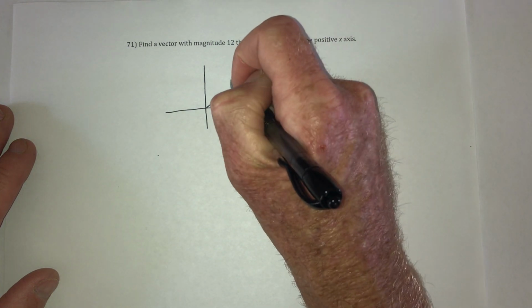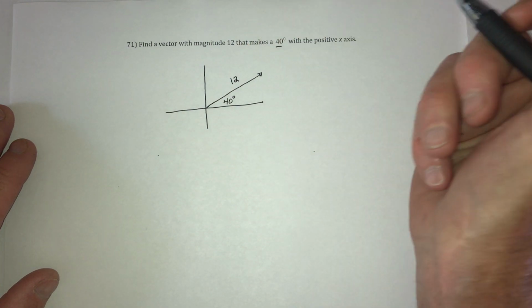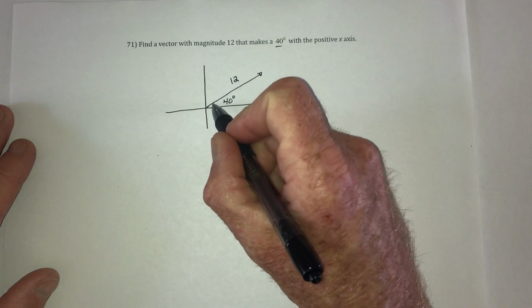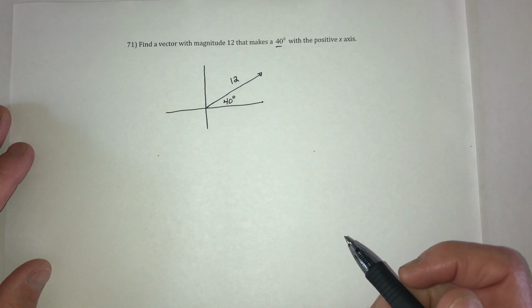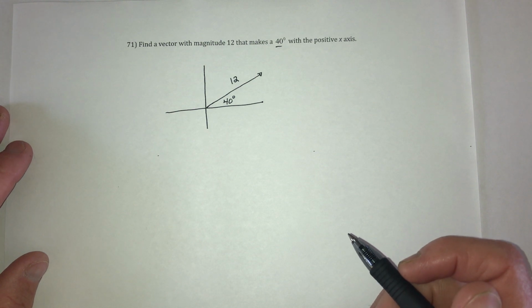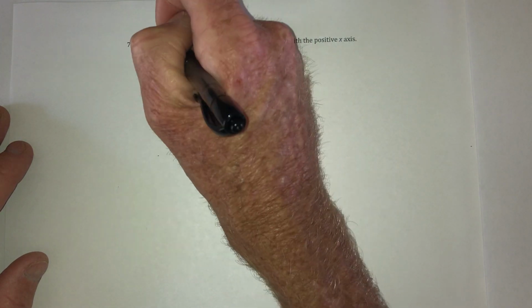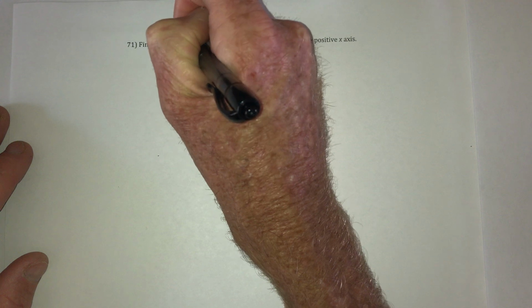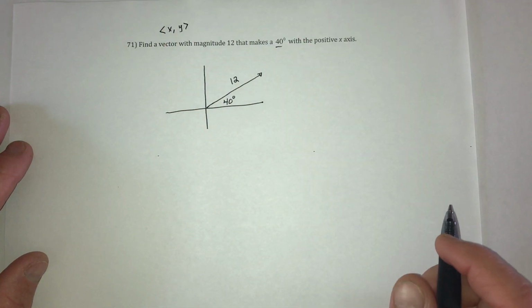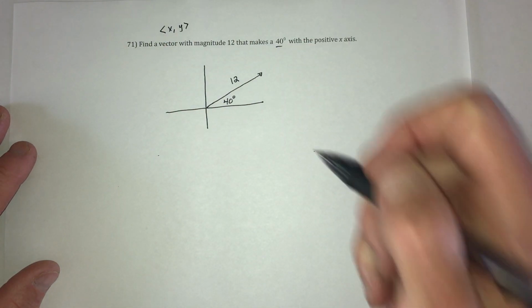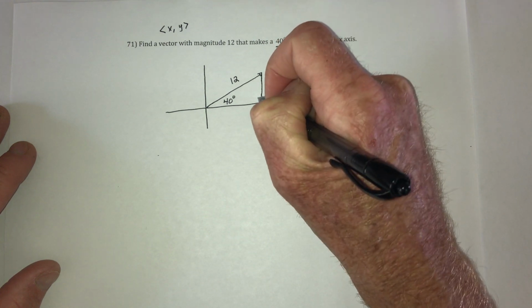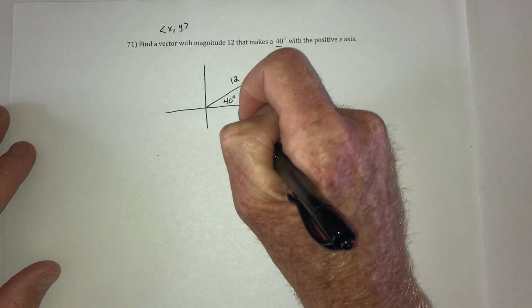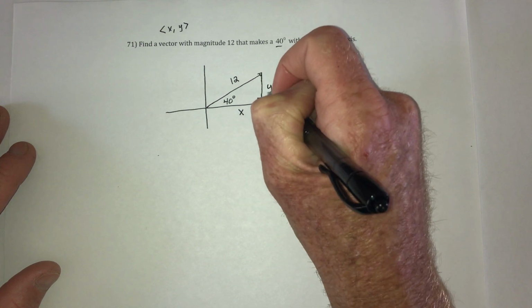And then also, its magnitude means its length. So the length of this vector is 12, whatever the units are, feet, meters, millimeters. And then find a vector means what are the x and the y that creates that vector. So what we could do is just drop this down so that we have a right triangle. This would be x and this would be y.